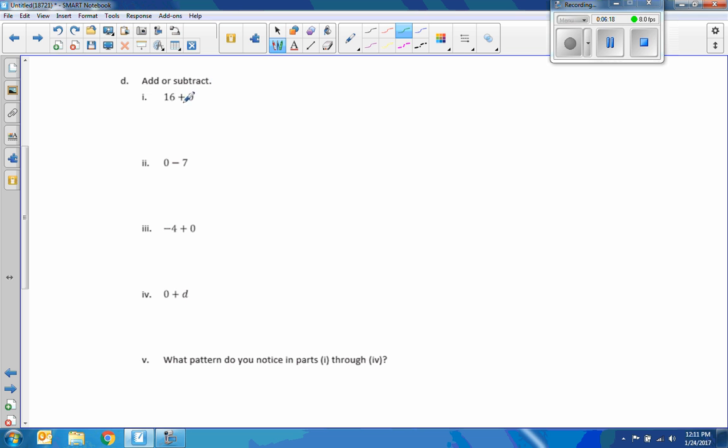Add or subtract. 16 plus 0. That's the identity. Whenever we add the identity to something, we get that something back. 16 plus 0 equals 16. 0 minus 7 equals negative 7. Negative 4 plus 0 equals negative 4. And 0 plus d equals d.